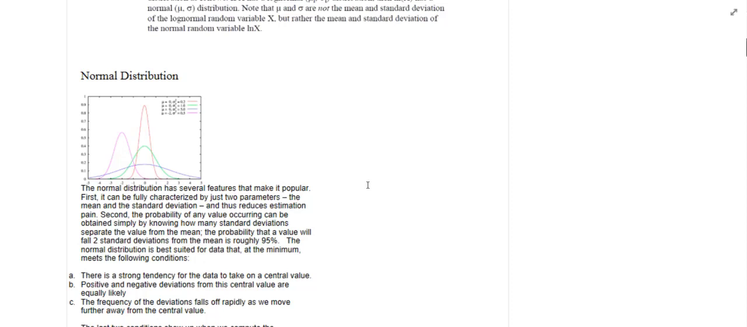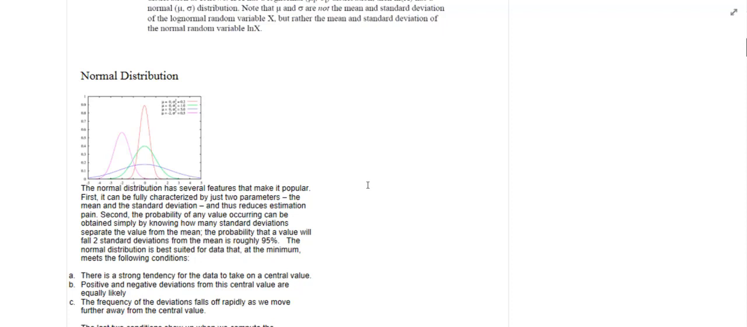And really, as I mentioned before, there are a couple of reasons. I can characterize it with two parameters, the mean and the standard deviation, so it's less painful to utilize. And the probability of any value occurring can be obtained simply by knowing how many standard deviations separate the value from the mean. So the probability that the value will fall within 2 standard deviations from the mean is roughly 95%. That's a useful property in that I can characterize that distribution pretty easily, and the math to get there is pretty straightforward. So again, the normal distribution is best suited for data that at a minimum meets the following conditions.